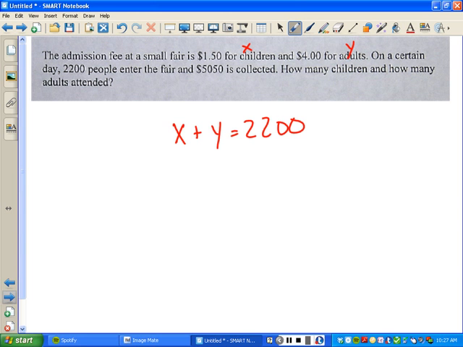Now, let me make an observation for those of you at home who are listening and for those of you who are here. You cannot have a negative number of children. I've given this problem on a test and people are like, well, looks like 3,000 adults went, and negative 800 children went.